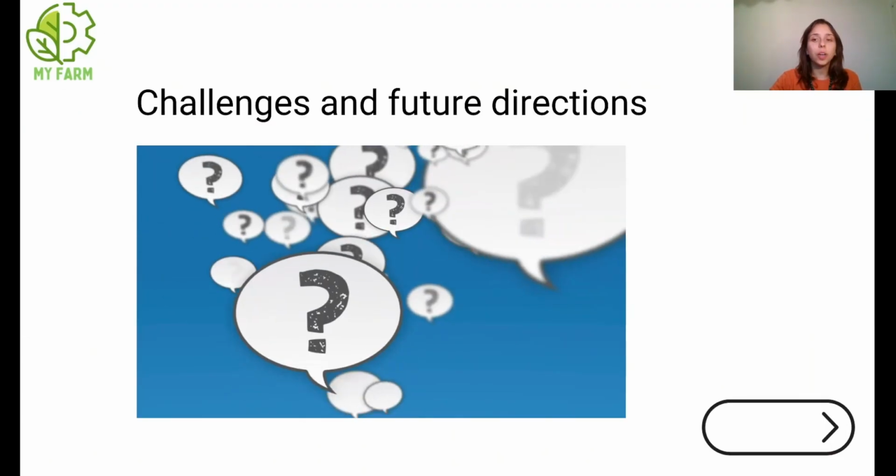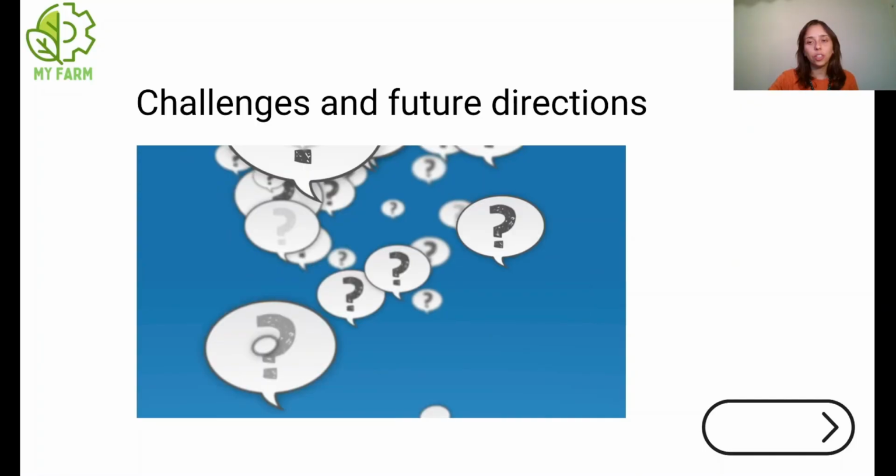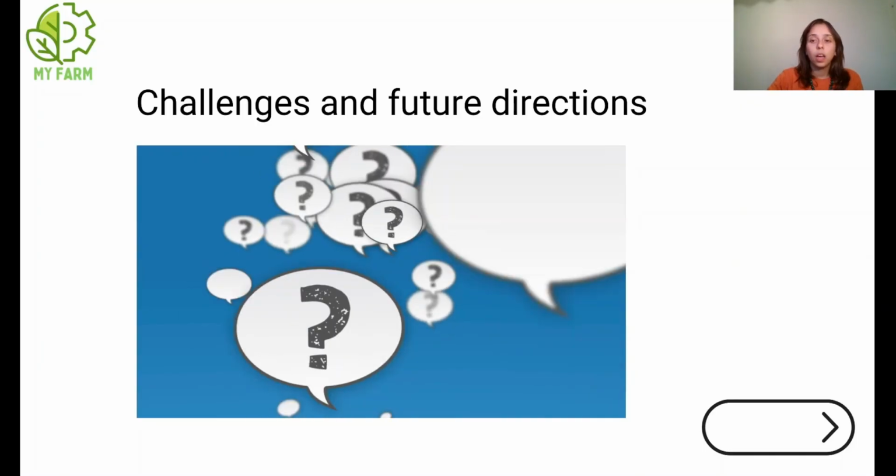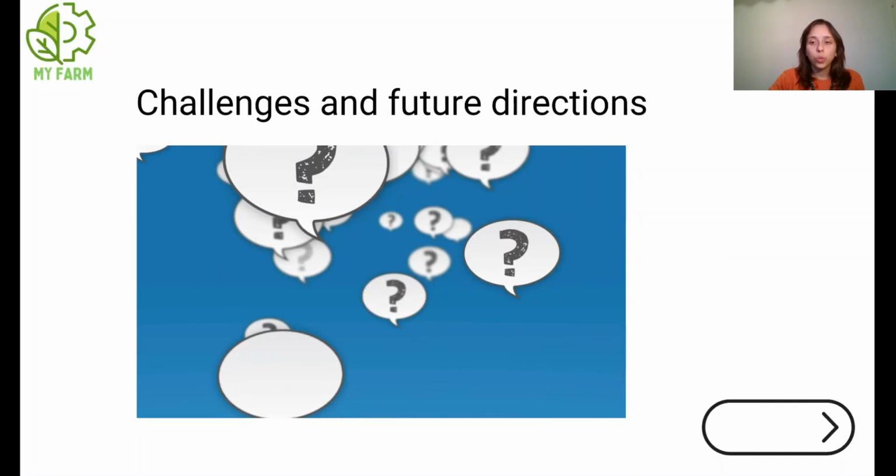First of all, can you think about any challenges regarding multifunctional farms? How do you think this concept is going to evolve in the next few years? I'll give you a few seconds to think about it.